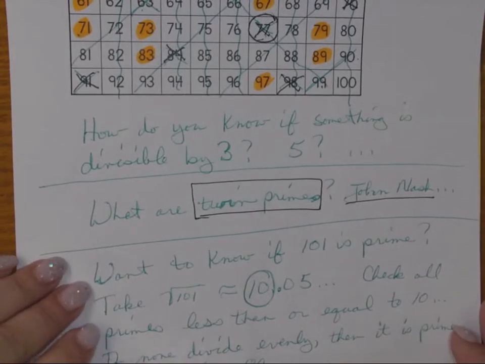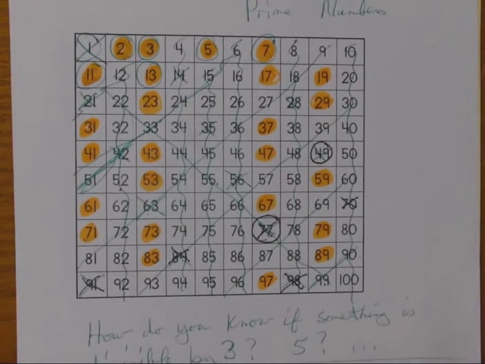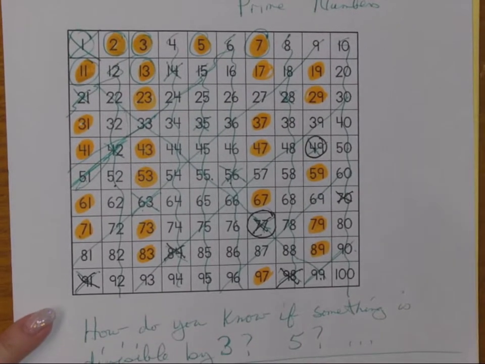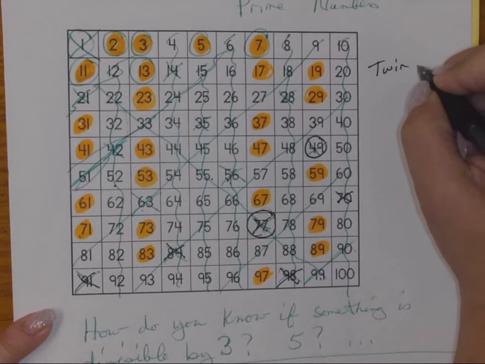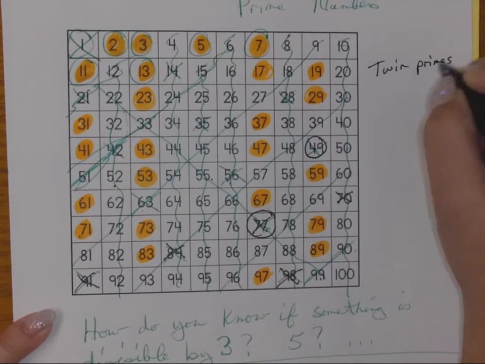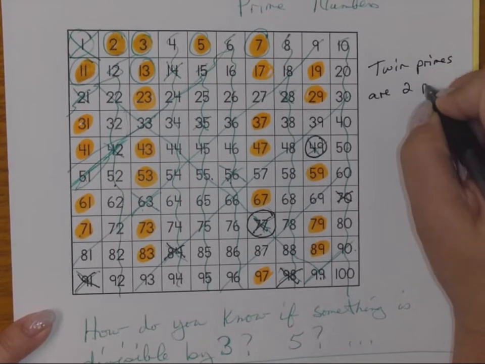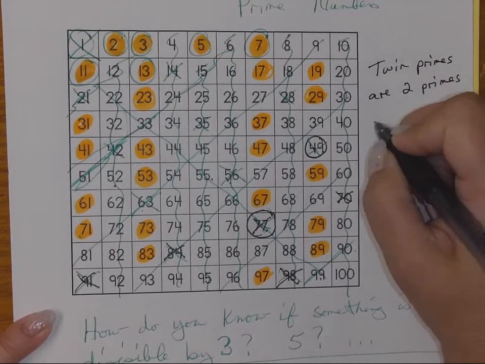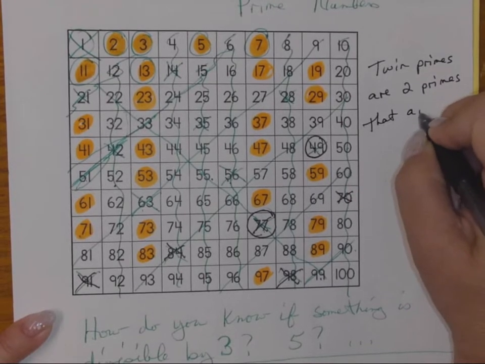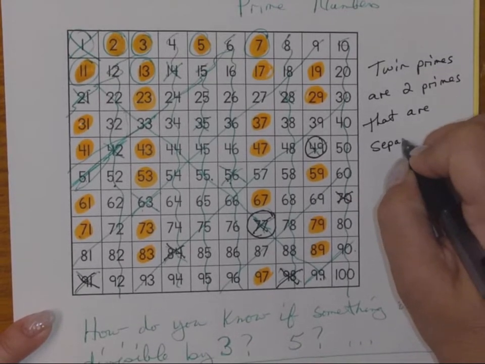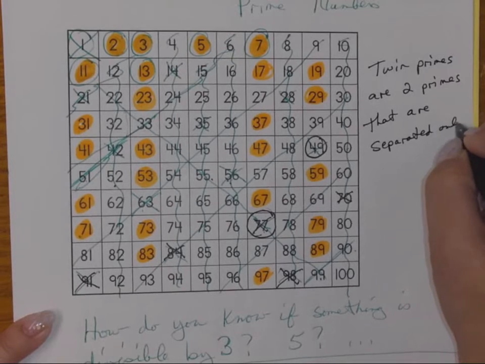So what in the world is a twin prime? Twin primes are 2 primes, thus the twins, that are separated only by an even number.